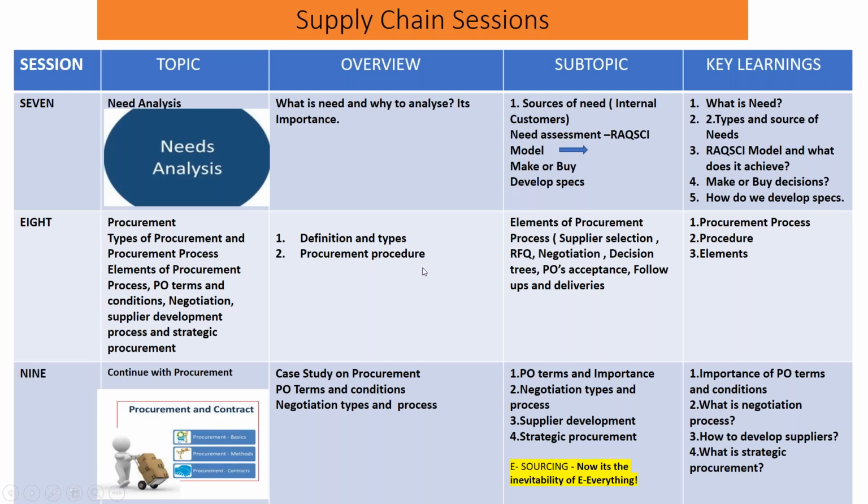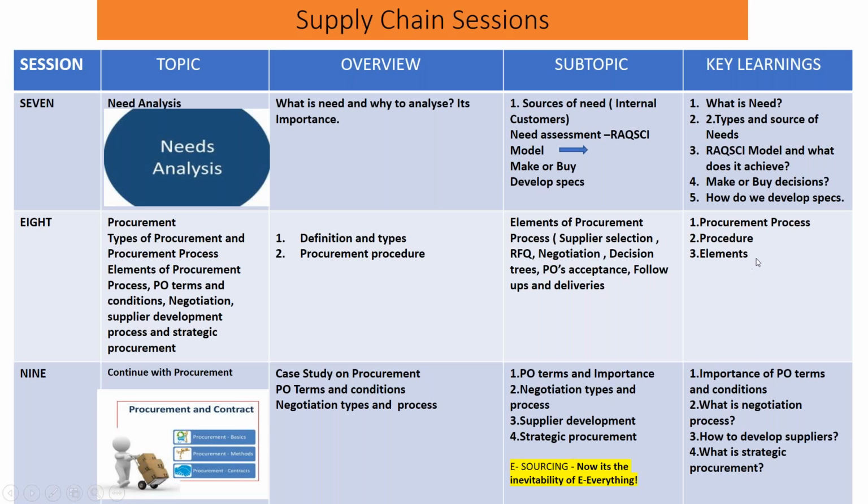So we will touch that and go in detail. Now, then comes procurement elements. Now, procurement definition and procurement procedures. We will talk about procurement process, supplier selection, RFQ, negotiation, decision trees, POs acceptance, follow-ups and deliveries, process and elements.